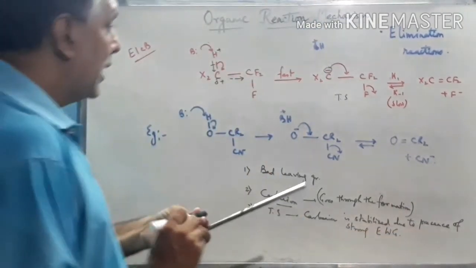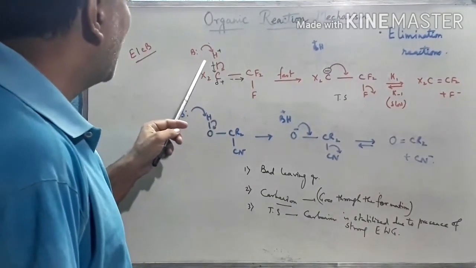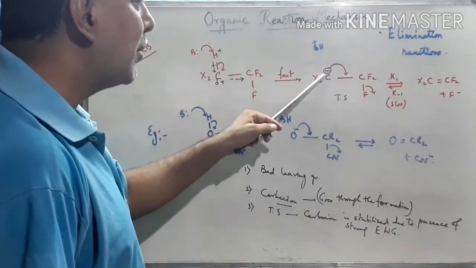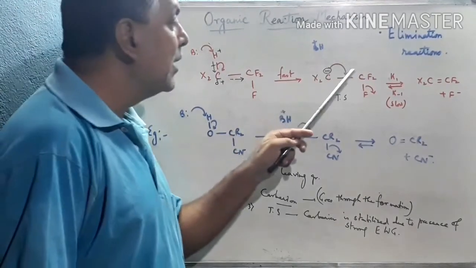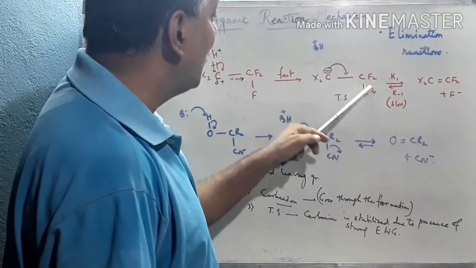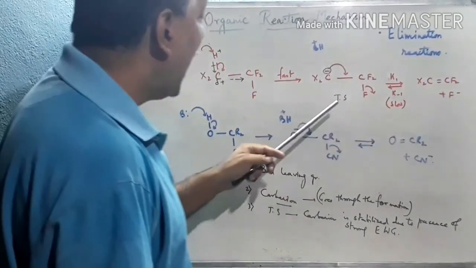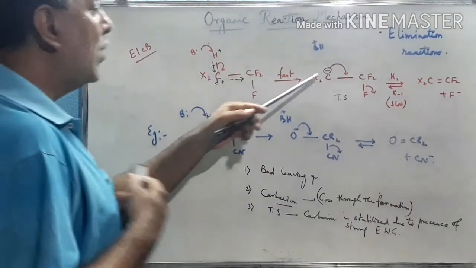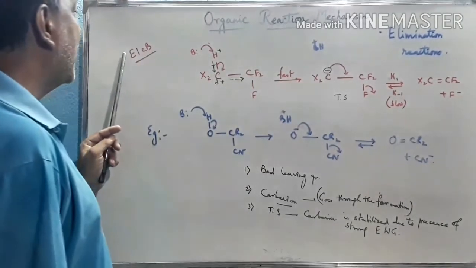Here fluorine is a very strong electron withdrawing group, so it increases the acidity of the alpha carbon, alpha hydrogen, and hence H plus is removed readily to generate a carbanion transition state, and this carbanion actually insists on removing this F minus, which is a bad leaving group. Now it removes the F minus, and hence it forms X2C double bond CF2 and F minus. As the transition state occurs through the carbanion, this is called the conjugate base, and that's why it is called the E1CB.